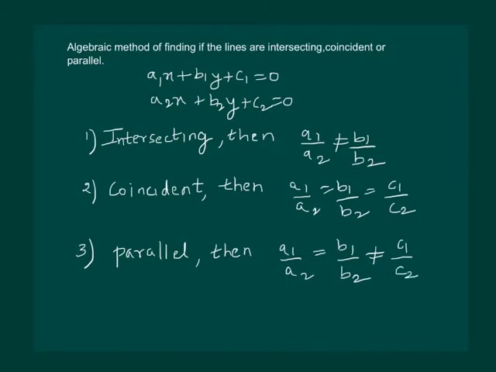Let us now recall and sum up all the study till now. If the lines are intersecting, they have one solution and they are consistent. If the lines are coincident, they have infinitely many solutions and they are consistent and also called dependent lines. If the lines are parallel, they have no solution and they are called inconsistent lines.